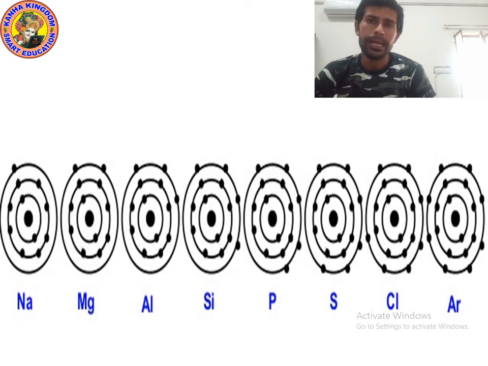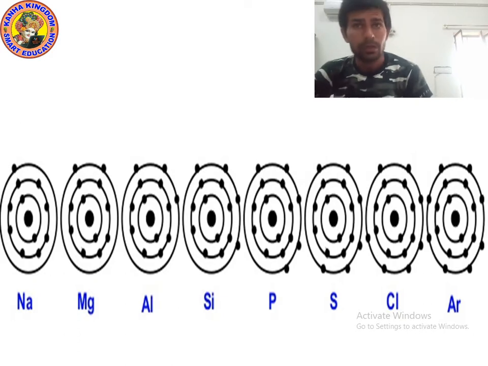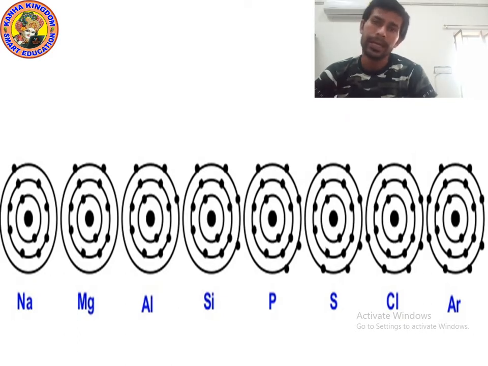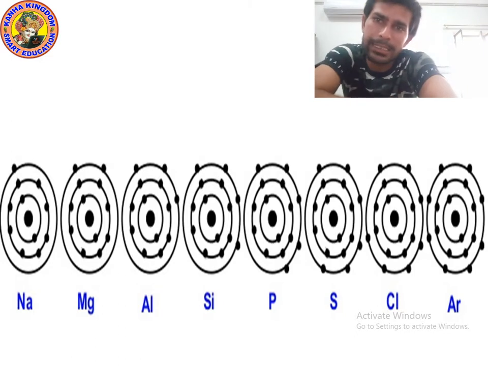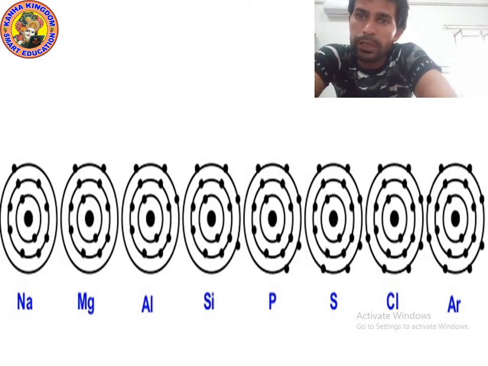Now next, 11 minus 2, 9. So in the next circle, we can fill 8 electrons, because in every upcoming circle, every upcoming shell, we can fill a maximum of 8 electrons. But sodium has 9 electrons. So we will make 8 black dots in the next circle, in the second circle. Now 9 minus 8, 1. Only 1 electron is remaining. So we cannot fill more than 8.